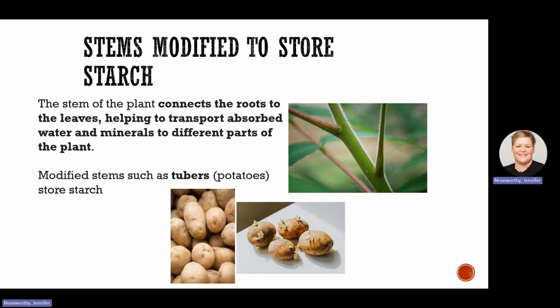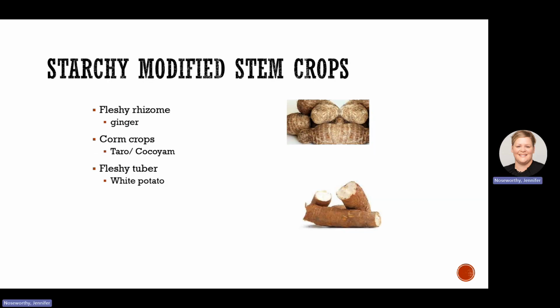So if we look at the stem, we know that the stem's major role is to transport water and sugar throughout the plant body, as well as absorb minerals. But stems can also be modified. The best example of this is a tuber, and we'll see botanically what a tuber is, but essentially it's a modified stem. Other modified stems include the rhizome and the corm, and we'll talk about the botanical differences between those two, but the three crops that we're going to talk about are ginger, taro, and white potato.